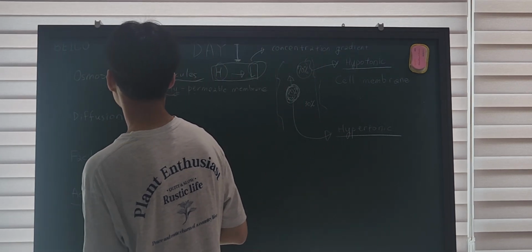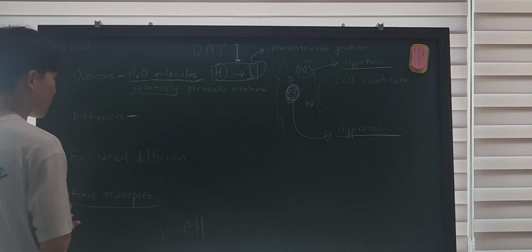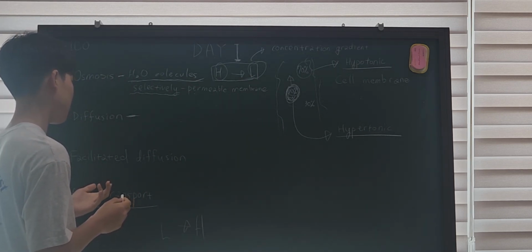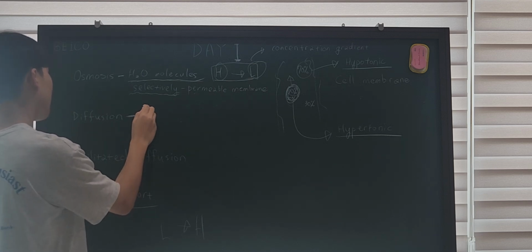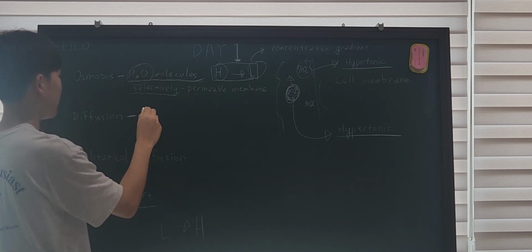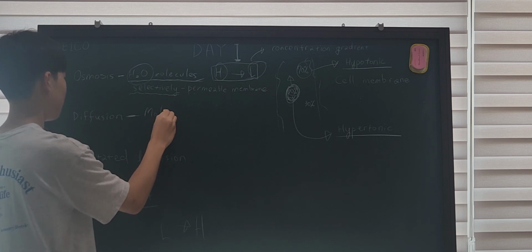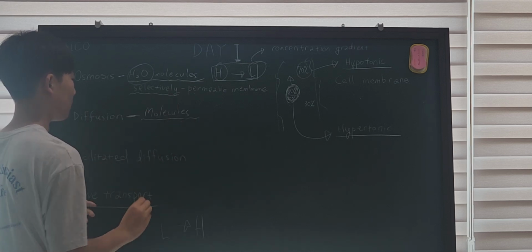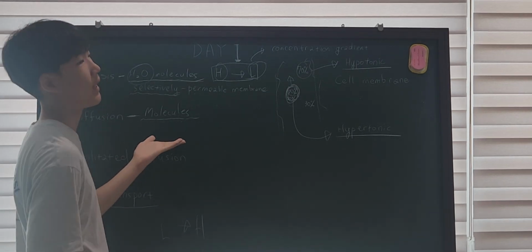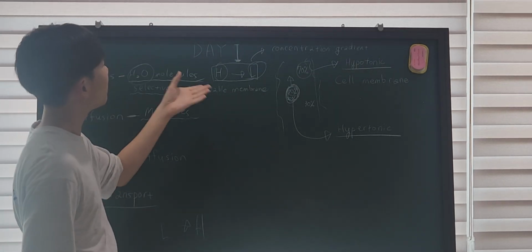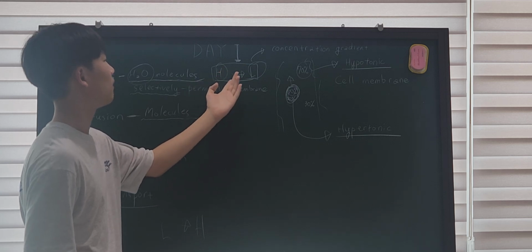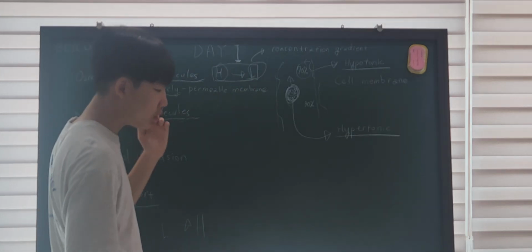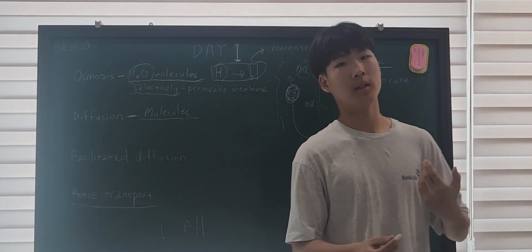Alright, then let's look at diffusion. Diffusion is like, not water molecules, it is just molecules. Yeah, that's it actually. Just molecules moving through a selectively permeable membrane from an area of high concentration to an area of low concentration. This usually happens in a cell membrane.